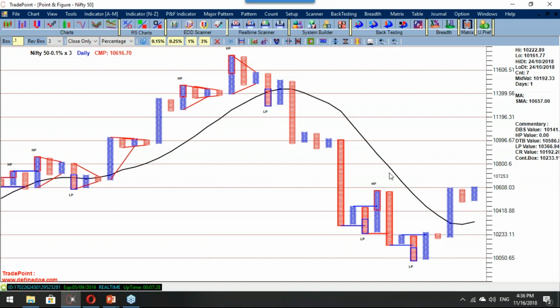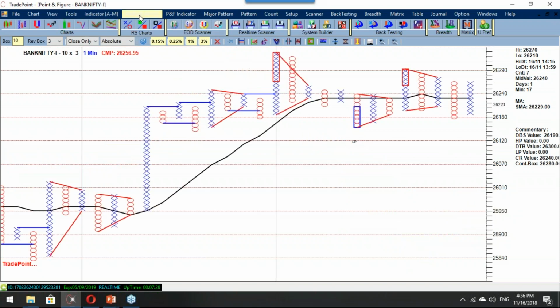Okay, so let's quickly take a look at what the breadth indicator is telling us.